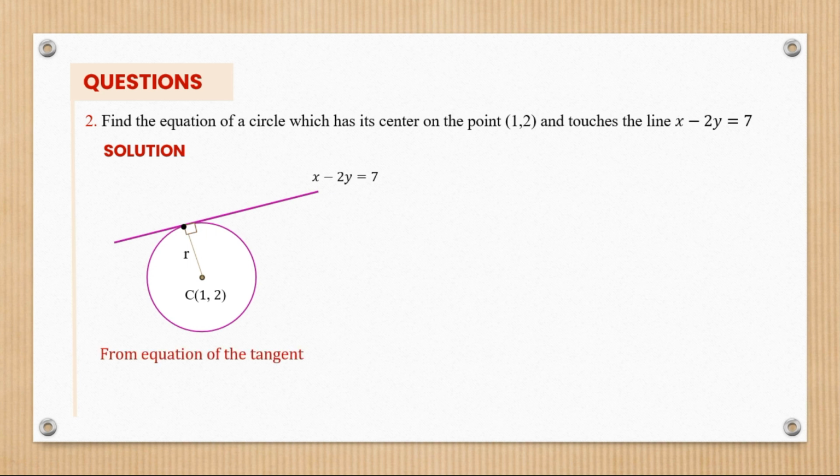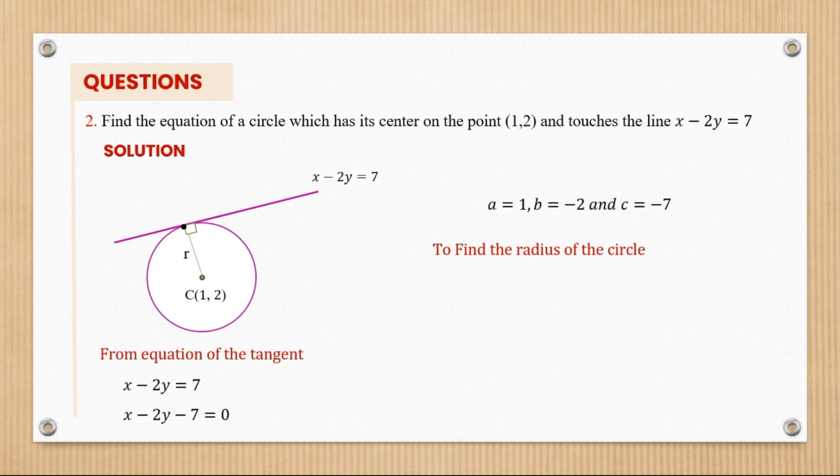So now the equation of the tangent has to be arranged in the order x, y and then the c. So we'll have it as x minus 2y minus 7 being equal to 0. So you can now see that a, the coefficient of x, shall be 1, the coefficient of y is negative 2, and the coefficient c is negative 7. So now we can find the radius of the circle. So remember, this x and y here represent the coordinates of the center.